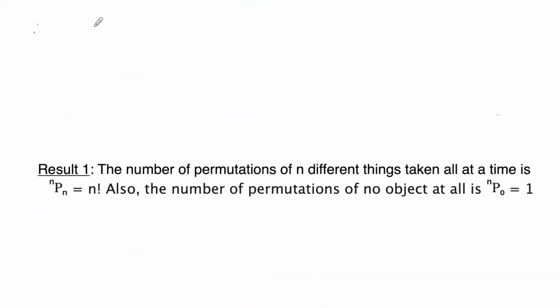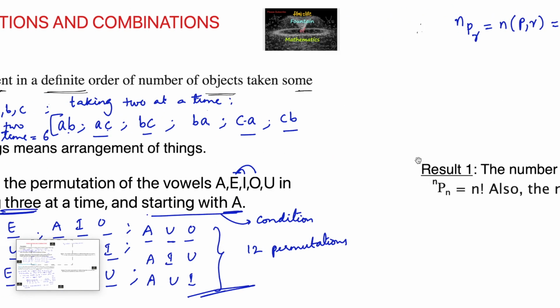So therefore we can write this as nPr, or we can also write it as P of n comma r, which is equal to n into n minus 1 into n minus 2 into and so on n minus r plus 1. Now I would like to write this in factorials. So we have completed the first one here.